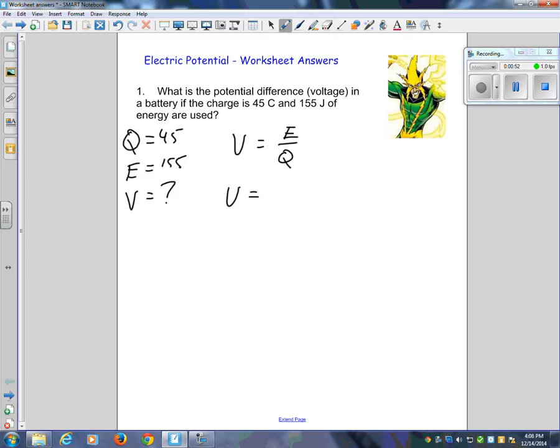Line up our equal signs. The energy is 155, the charge is 45. Get your calculator out and do that division, and you should get 3.4 volts, or 3.4 V. And keeping in mind, once again, that we're going to line up our equal signs. We're going to have units on our final answer, and our final answer that you want me to mark is in the bottom right-hand corner of your workspace.